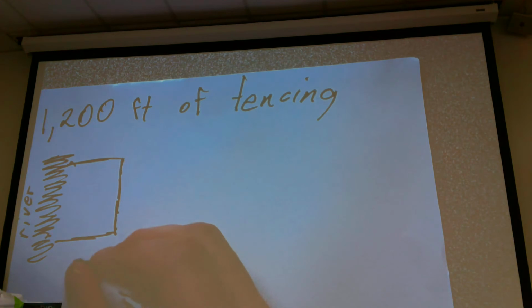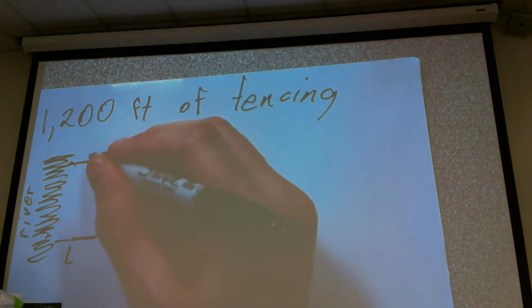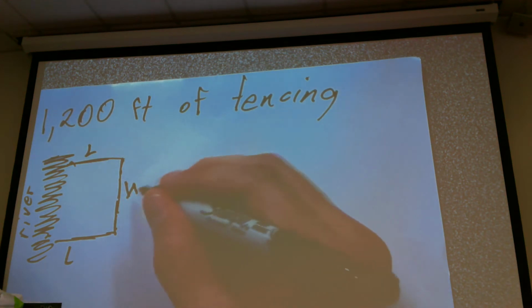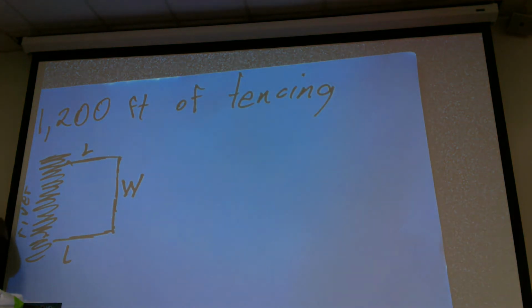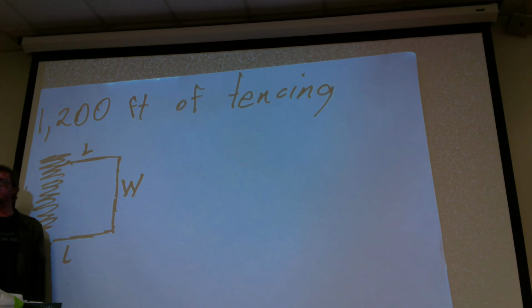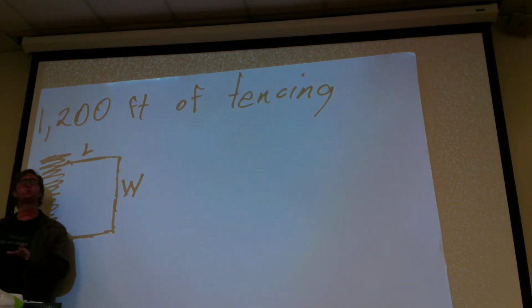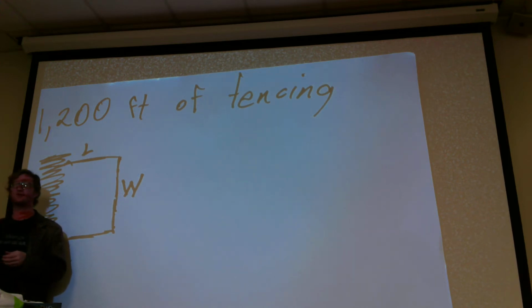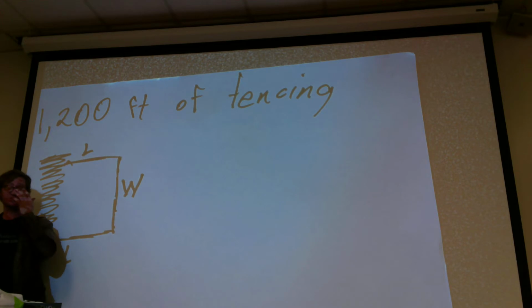We'll call this side L, and this side W. The way to do optimization problems is you set the problem up and you want to get it as a function of one variable, and then you can take its derivative and set it equal to 0. Remember from the last class period that to find maximum and minimum values, we set the first derivative equal to 0. That'll give us our critical points.